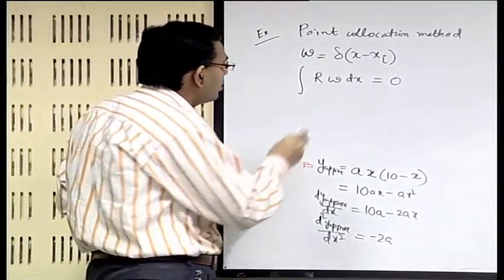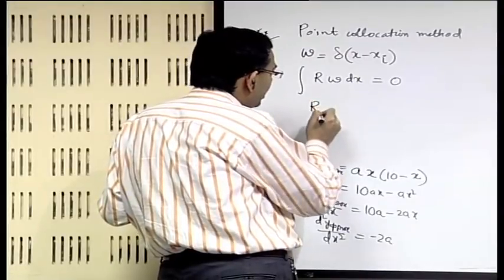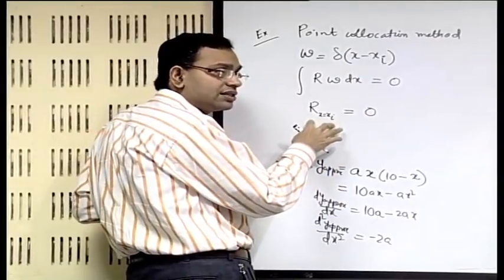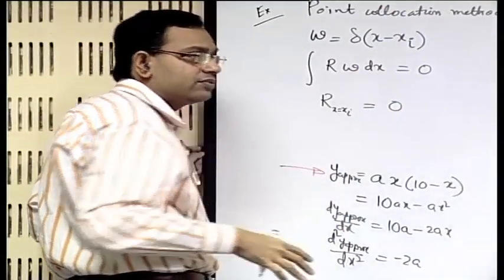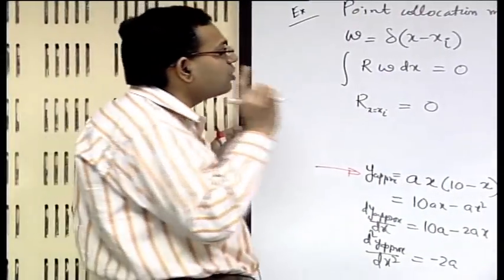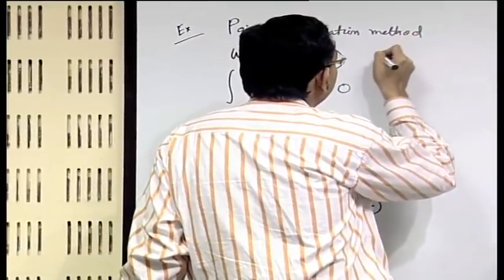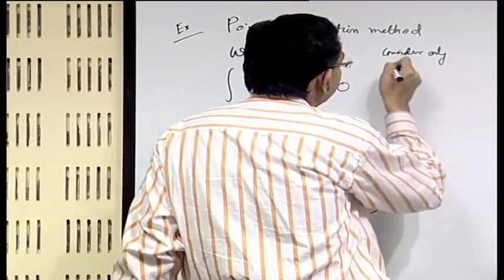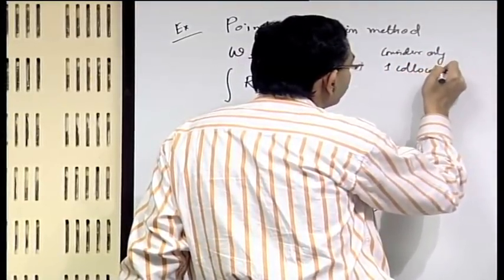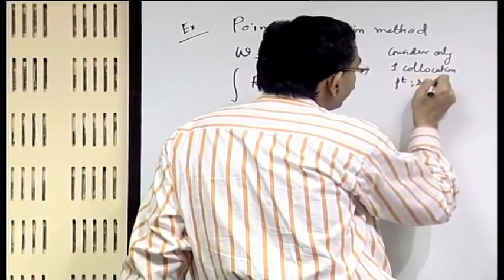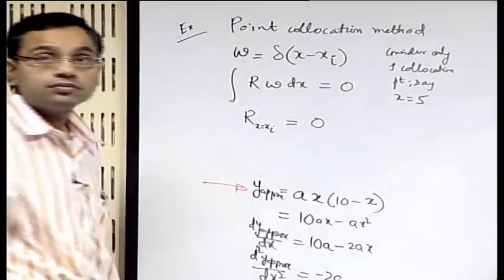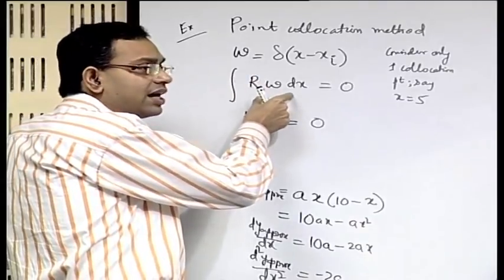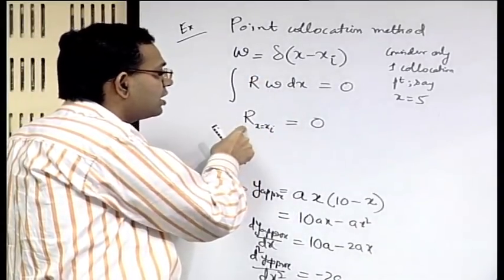So, basically it becomes r at x equal to xi equal to 0. If there are many such collocation points, then it will be a summation of that, but here we consider only one collocation point. In this example we consider only one collocation point. Again, this is an example, say x equal to 5. A collocation point is a point where you make the function satisfy its requirement, that means at that point the error is exactly equal to 0.